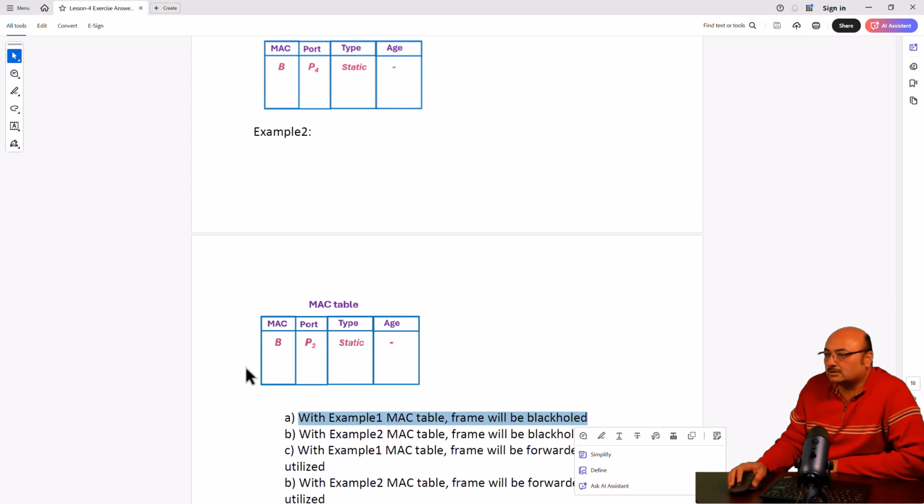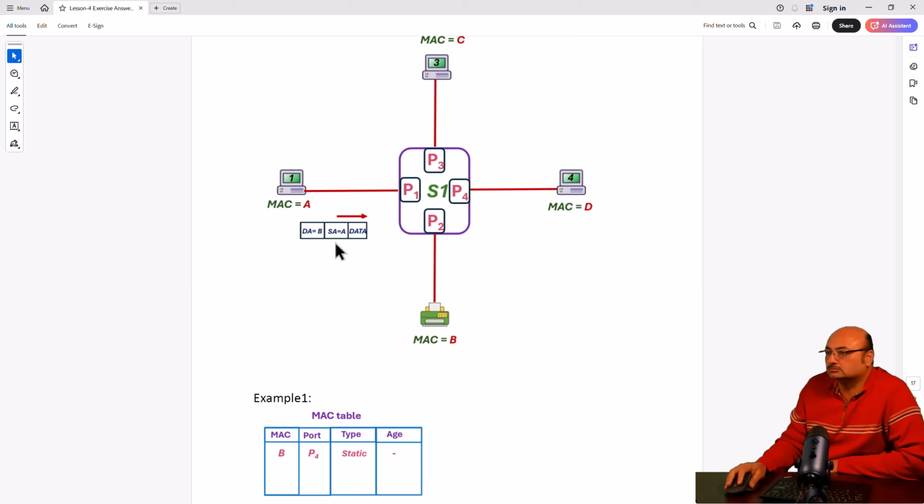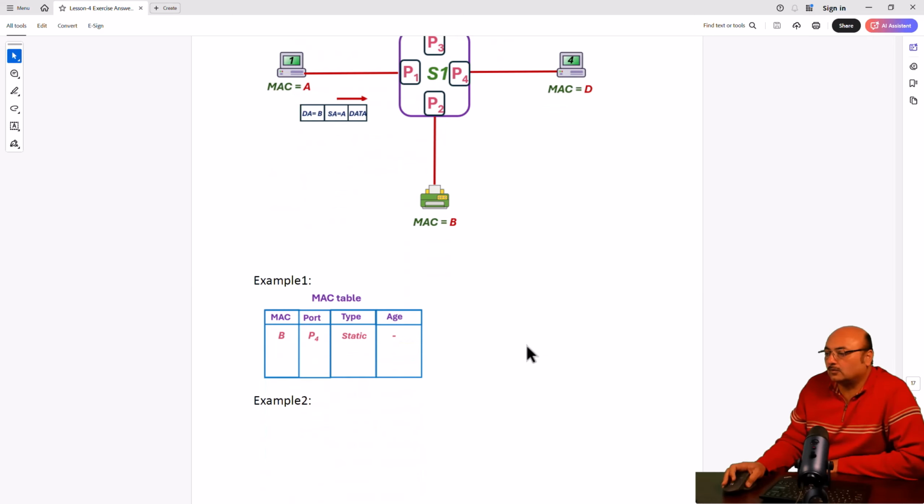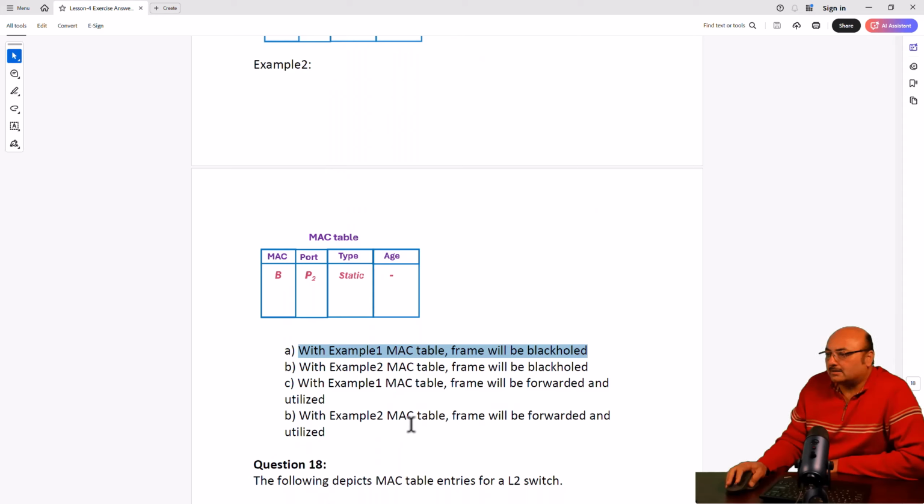And then let us see with example 2, B and P2 static. B and P2 is forwarded. With MAC table 2, the frame will be forwarded and utilized. So the correct answers are A and B. I'm sorry, A and D. There's a typo here. This should be D. And the correct answers are A and D.